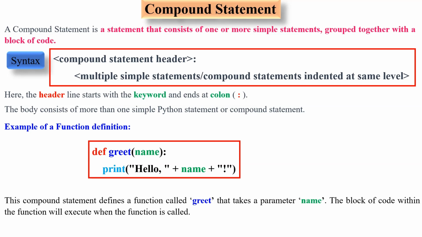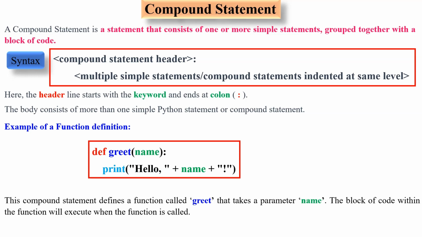The syntax is: compound statement header, followed by multiple simple statements or compound statements indented at the same level. Here, the header line starts with the keyword and ends at a colon. The body consists of more than one simple Python statement or compound statement.